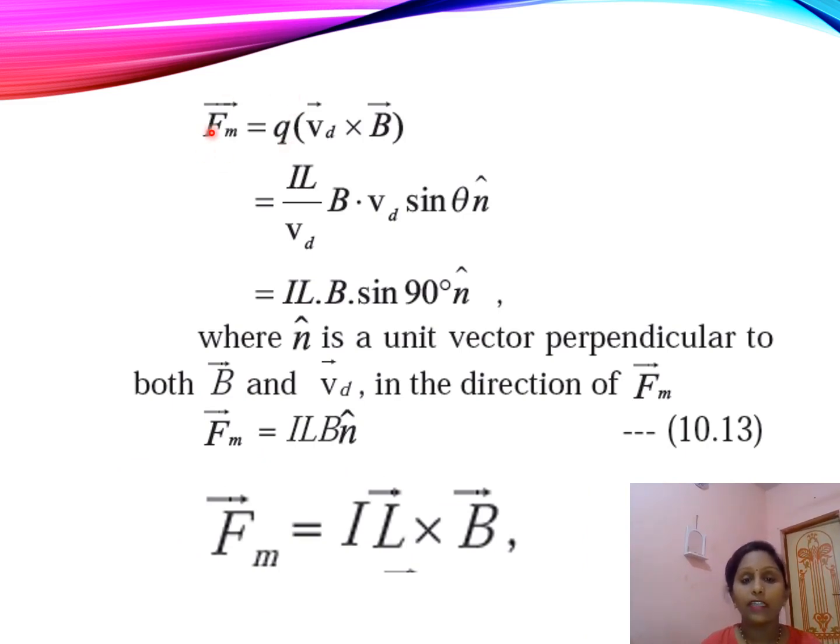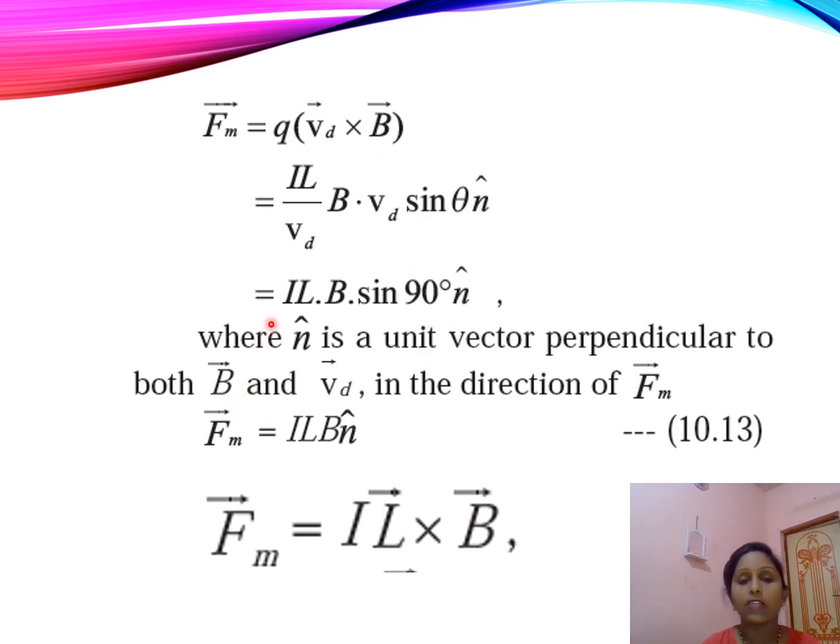So Fm vector is equal to Q into Vd vector cross B vector. Q value is IL divided by Vd. So the equation is equal to IL divided by Vd, Vd sin theta n cap. As we remove the cross product, I will include sin theta n cap. Consider B, the magnetic field, and drift velocity as perpendicular to each other, then the angle becomes 90 degrees.